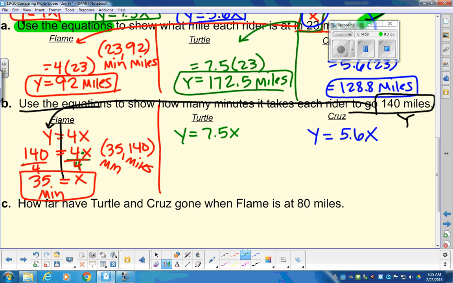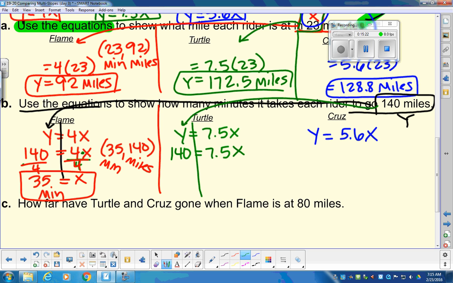So doing the same thing then for turtle. Substitution then for turtle. So we're going to take the 140 and we're going to substitute in. So we have 140 here equals 7.5 multiplied by x. What we're trying to do is find the value of x. X is the number of minutes that turtle has traveled in 140 miles. So we take the y out, put 140 in, because that's the value there.